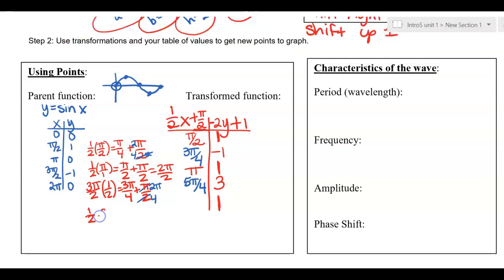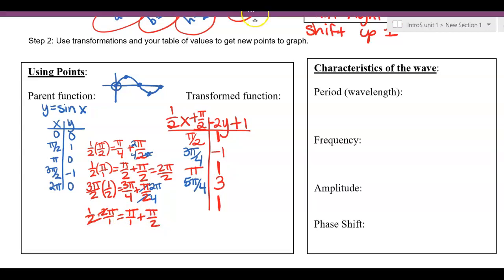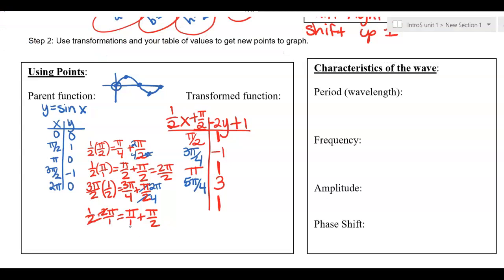So a half times 2 pi. The 2's will cancel out and just make pi. And we have to add that with pi over 2. Again, you'll need a common denominator. So we'll have 2 pi over 2 plus 1 pi over 2 will equal 3 pi over 2.